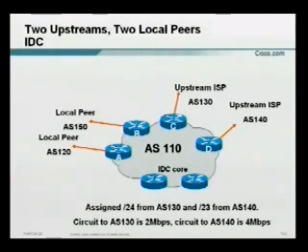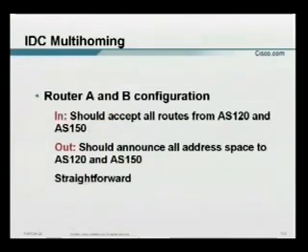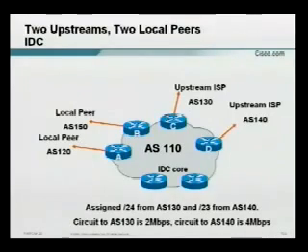I'm kind of assuming that every host or server in the data center is providing the same sort of outbound data volume, which again may not be true, but I've got to start somewhere making my assumptions. So the router A and B configuration: inbound we should accept all routes from AS120 and AS150. So 120, remember, and 150 are the local peers. So they're all the local routes.